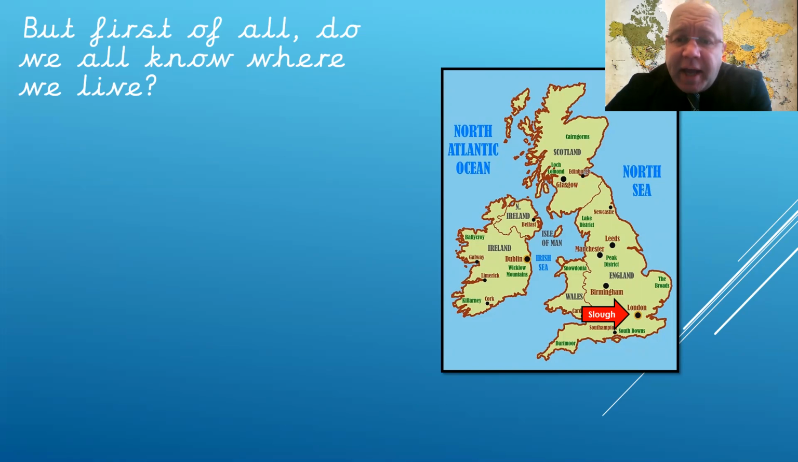Now, Slough is in England. Above England, we've got Scotland. To the left of England, we've got Wales. And if we keep going to the left, you've got Ireland and Northern Ireland. Now, these countries are often grouped together using different terms. Now, do you know what those terms actually are and what they mean? Which countries are included in those different terms?